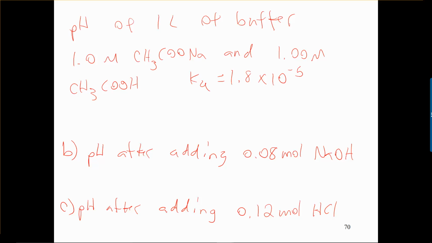So find the pH first of the initial buffer. And then after the addition of 0.08 moles of sodium hydroxide and 0.12 moles of HCl. Separately, not this and then this. It's just what is it if you add this to that, and then what is it if you add this to that. Okay? So these are individual. A and B are both individual. They're not one after the other.